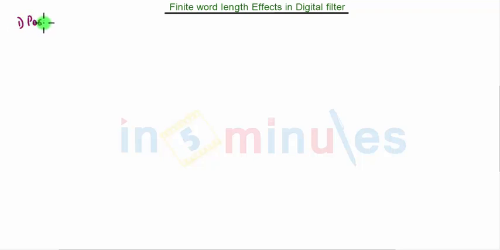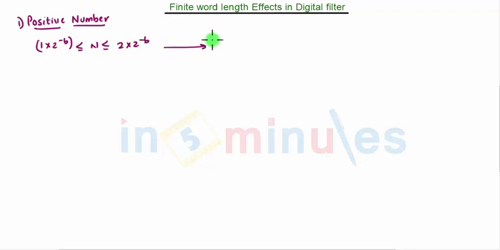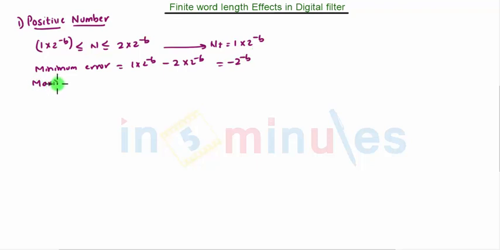First, we will see for positive number. The unquantized positive number is in the range 1 into 2 raised to minus b to 2 into 2 raised to minus b, which will be truncated to 1 into 2 raised to minus b. Now we can say that here minimum error is equal to 1 into 2 raised to minus b minus 2 into 2 raised to minus b, that will give us minus 2 into 2 raised to minus b. The maximum error will be 1 into 2 raised to minus b minus 1 into 2 raised to minus b, that would be 0. So let us see the range. It will be minus 2 raised to minus b and it will tend to 0.